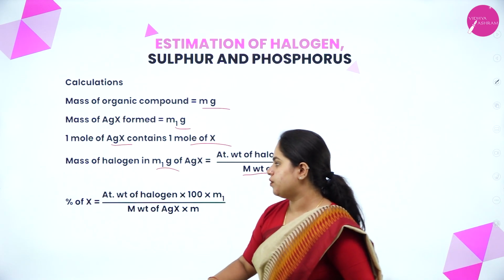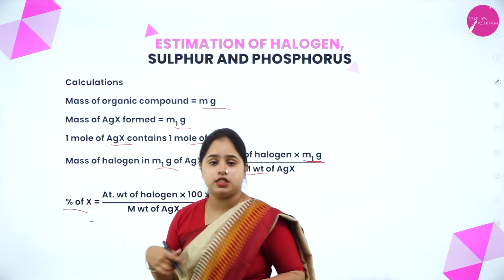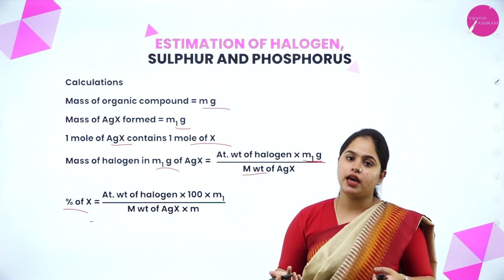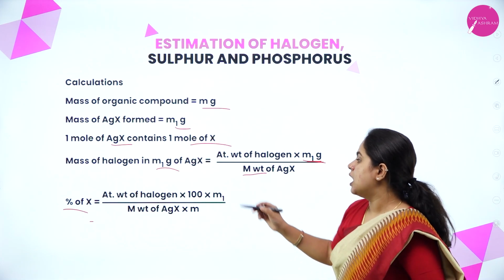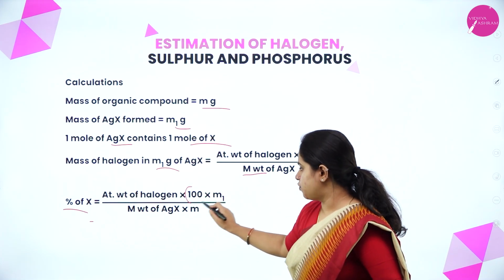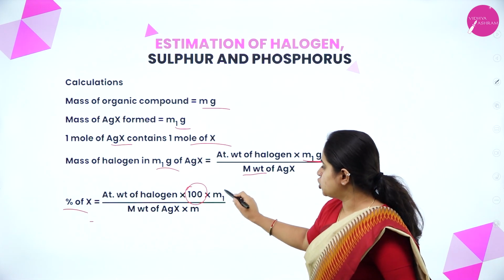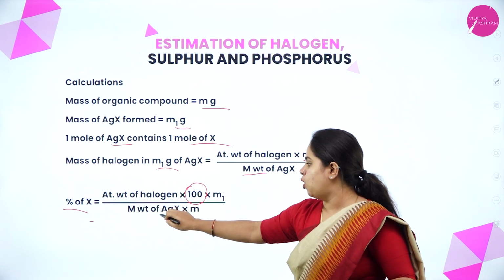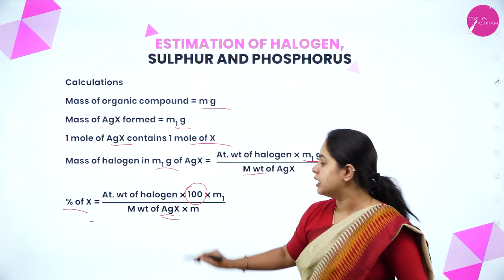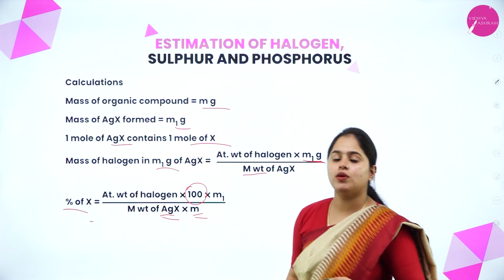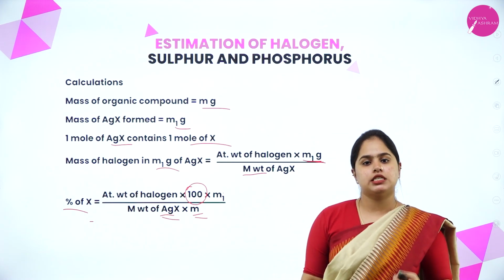So finally, how do we calculate the percentage of X? Percentage of X means percentage of halogen. So in the organic compound, how do we calculate the percentage of halogen? It is atomic weight of halogen into 100. This 100 is for the percentage, right? 100 into m1, where m1 is the mass of silver halide formed, divided by molecular weight of silver halide into the mass of the organic compound. So this is the equation with which we can find the percentage of halogen.